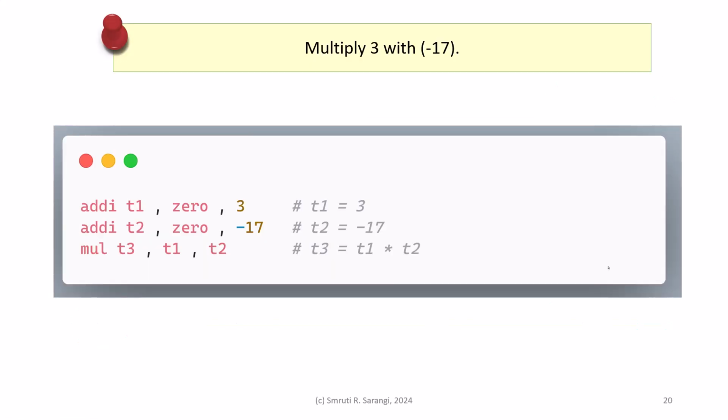So let's say I want to multiply 3 with minus 17. What I do is I load 3 into T1 and minus 17 into T2. We are experts on this now. So this is just 12 bits, right? It is not very hard to find the range, which is minus 2048 to plus 2047. So 4096 numbers. This is the range, and this is well within the range. So then I load it in a register, then I multiply them, and the result is in T3.